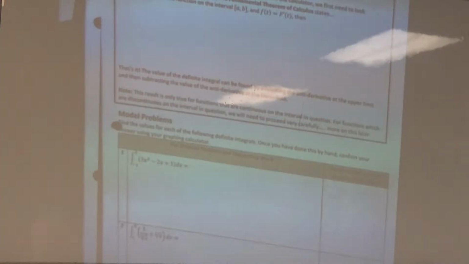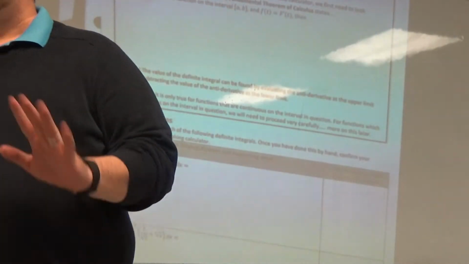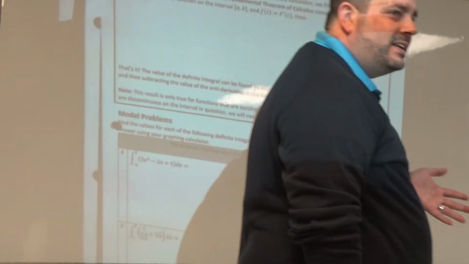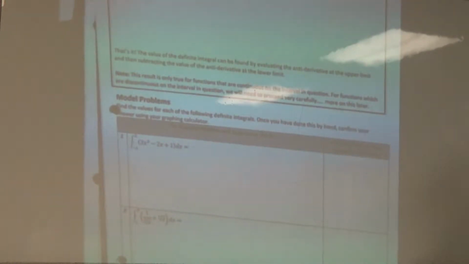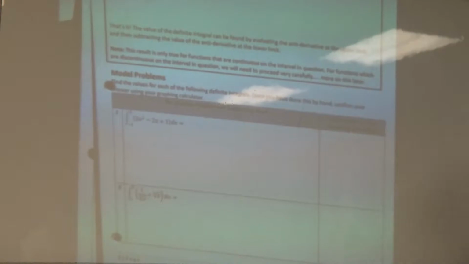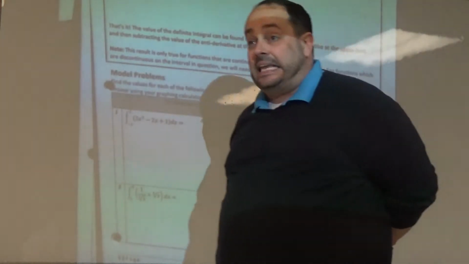Okay, so the definite integral from -1 to 2 of 3x squared minus 2x plus 1. What are we getting? Should be 9. If you're getting 9, you and your calculator have a fabulous relationship. And go for the second one, because I want both. The integral from 1 to 8 of 1 over the cube root of x plus the cube root of x. The answer to number 1 is 9.